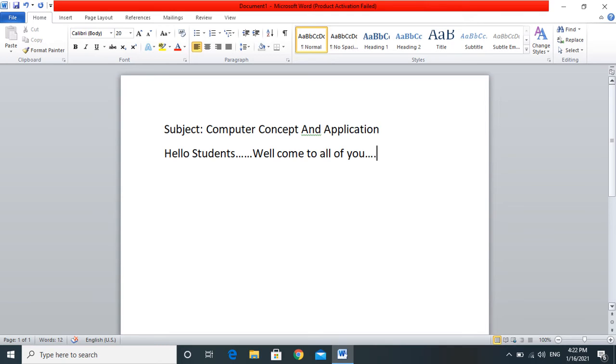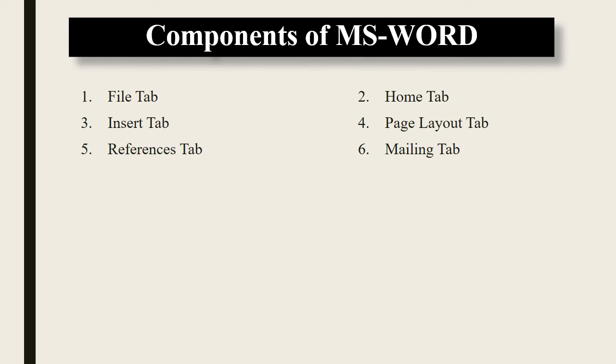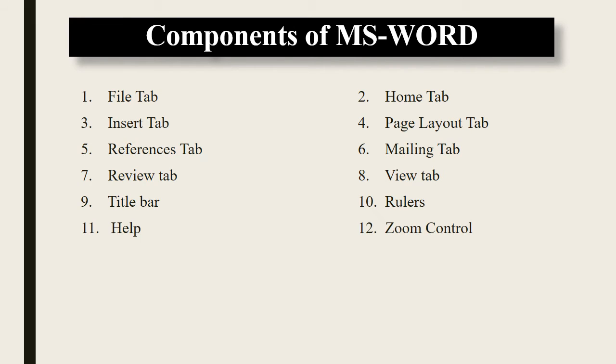So these are the components of MS Word. We have seen the File tab, Home tab, Insert tab, Page Layout tab, Reference tab, Mailing tab, Review tab, View tab, Title bar, Rulers, Help, Zoom control, Document area, Status bar, etc.